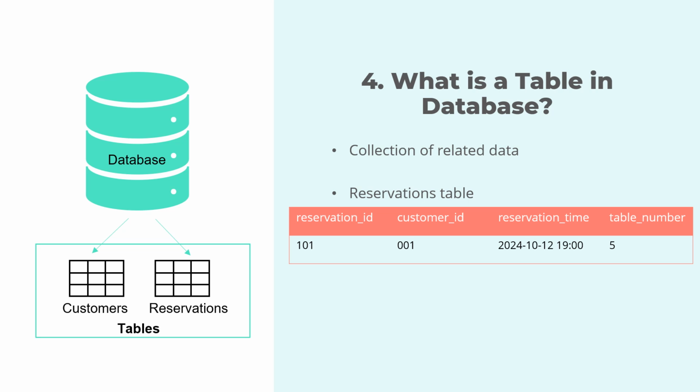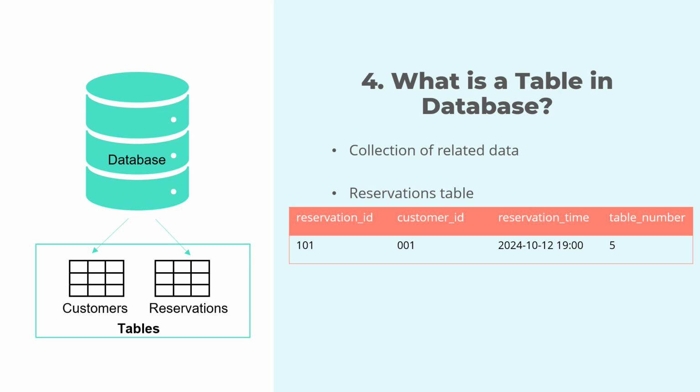For example, for Vegan Gardens, the reservations table would include columns like the ones shown on the screen. Reservation ID, a unique ID for each booking. Customer ID, this links to the customer who made the reservation. Reservation time, this shows the date and time of booking. Table number, this is the assigned table for the customer.